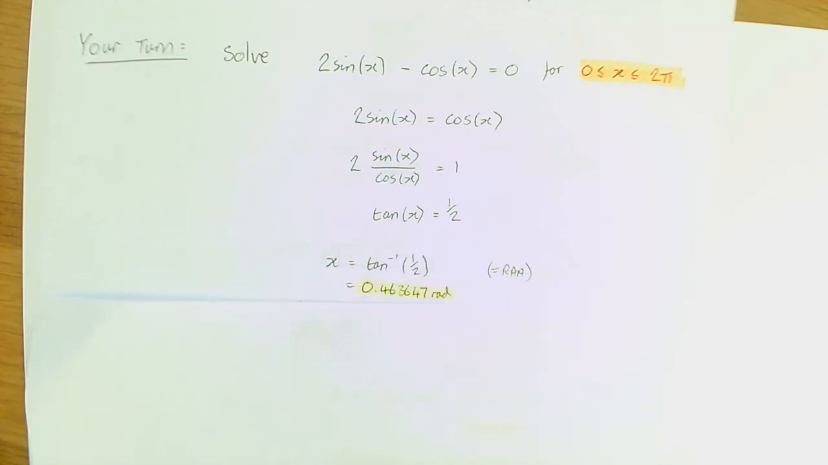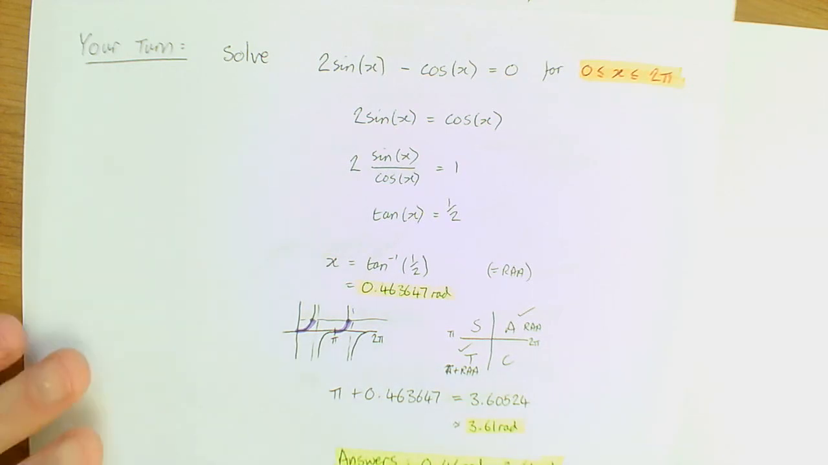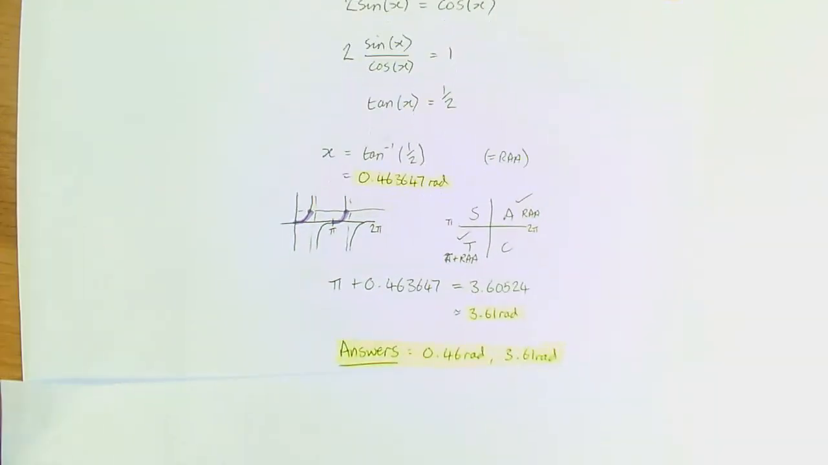Now we can solve it. So we get tan to the minus 1 of a half. That should give you 0.46. And that is one of our answers. For the other one, we look at a graph, or we look at CAST, and we get our other answer being 3.61 radians. And so there are our two solutions to that equation.